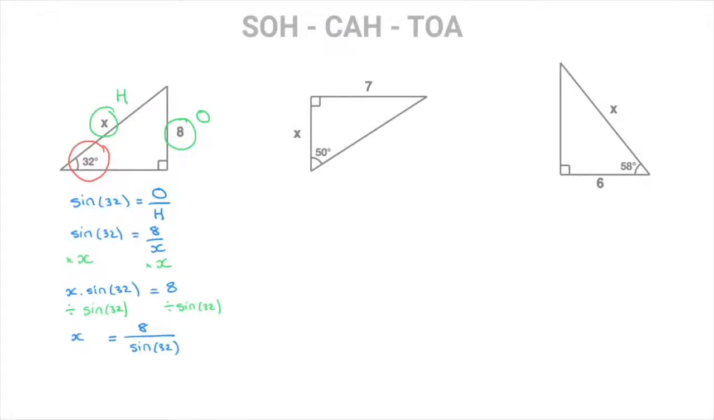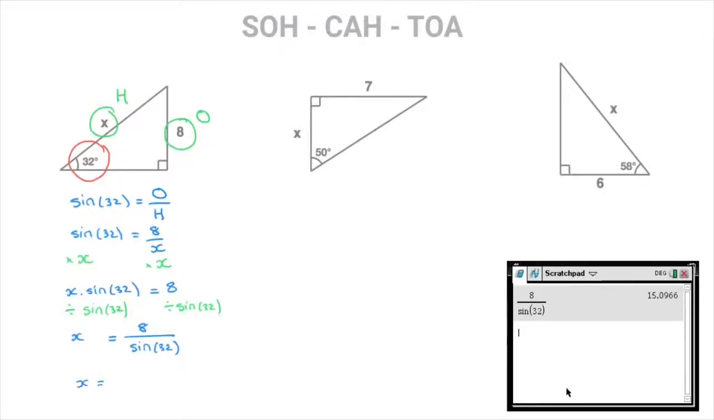And at this stage, we're done with the algebra. Indeed, we have an expression for x. All we have to do now is use our calculator to evaluate 8 divided by sine of 32. And in doing so and rounding to 2 decimal places, we find that x is equal to 15.10. And that's the final answer.